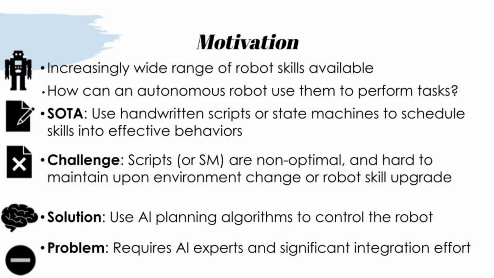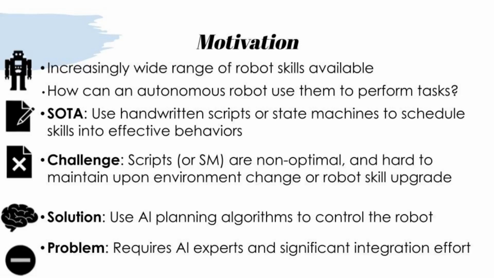Motivation. An increasingly wide range of robot skills is currently available. How can an autonomous robot use them to perform tasks? The current state of the art is to use handwritten scripts or state machines to schedule skills into effective behaviors. The challenge is that scripts or state machines are non-optimal. How to maintain upon environment change or robot skill upgrade?